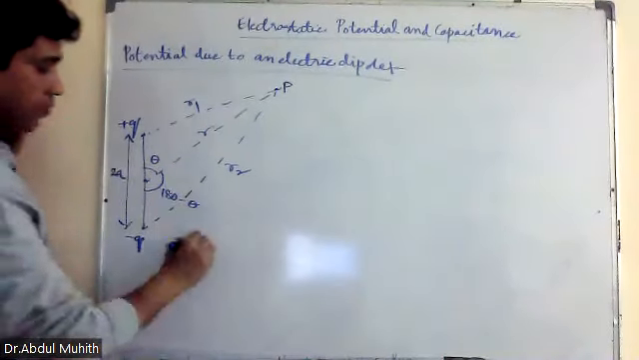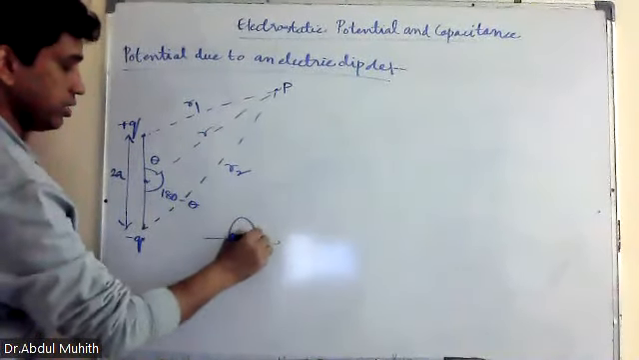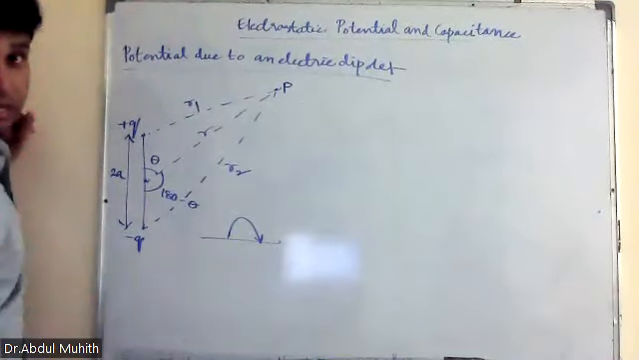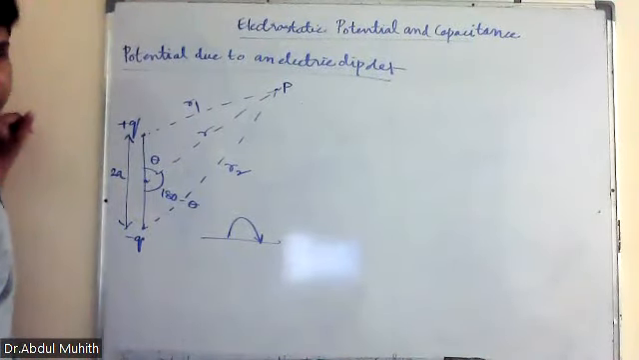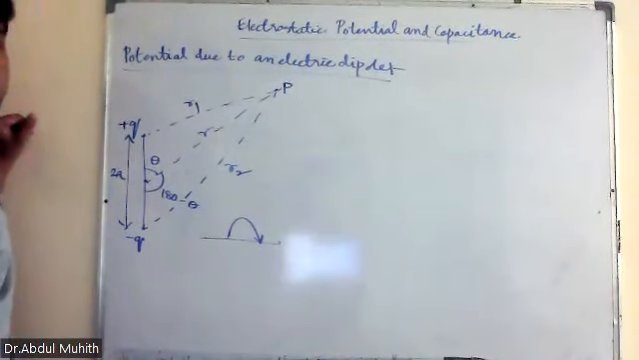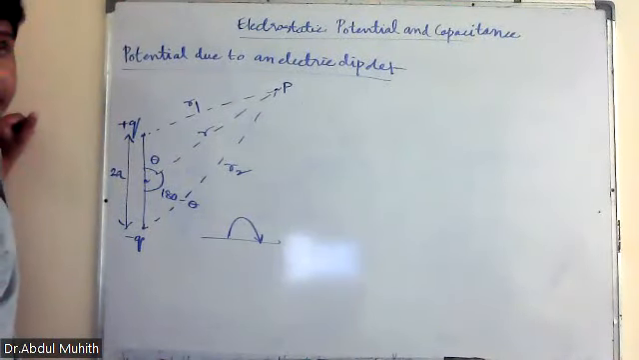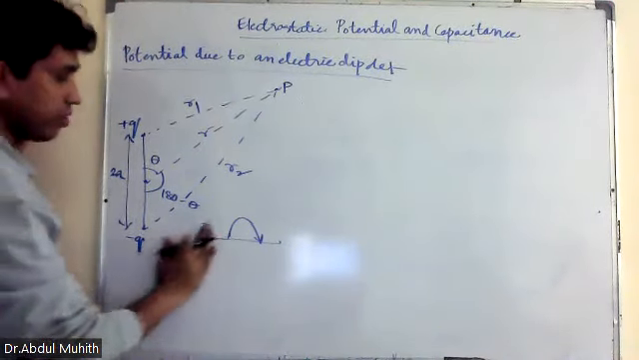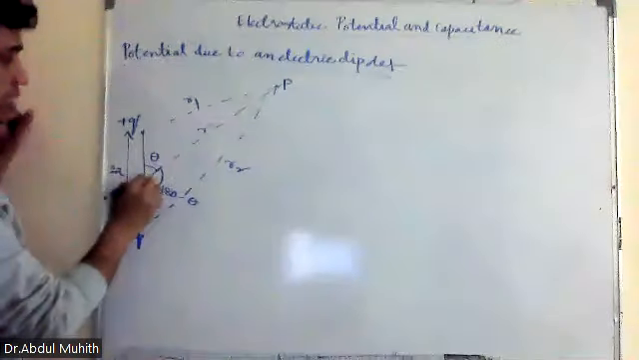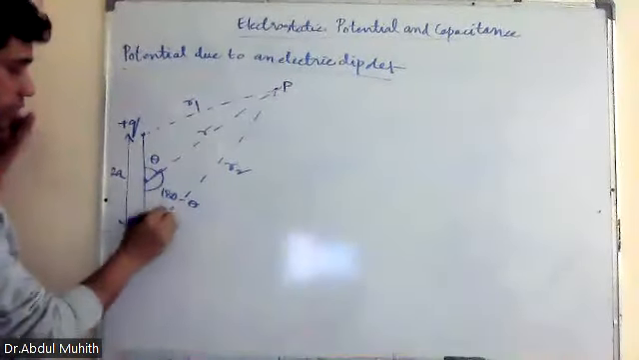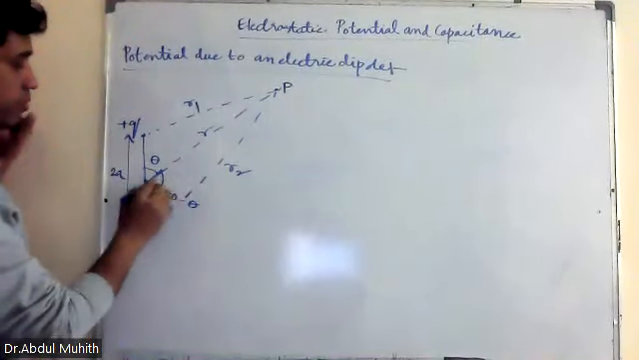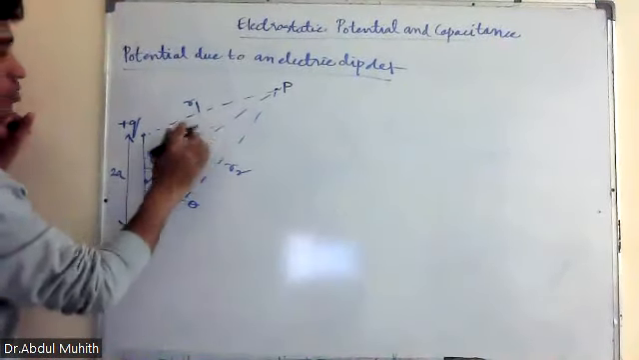Now this is theta, and the remaining angle is 180 minus theta. Is that clear? Half of a semicircle is what? What is the semicircle angle? 180 degrees. Very good. So if this is theta, the remaining will be 180 minus theta. And this is R.